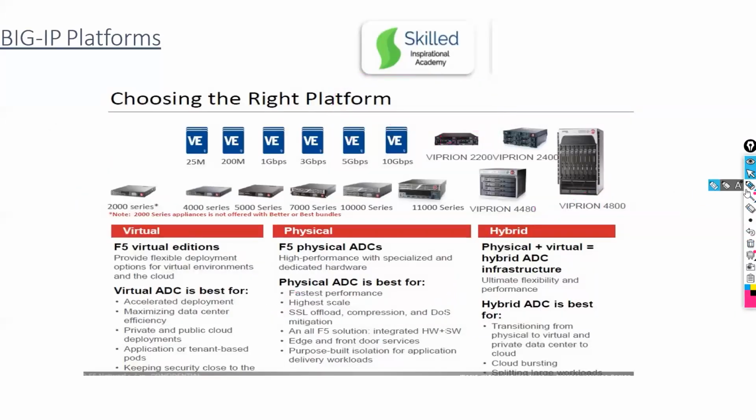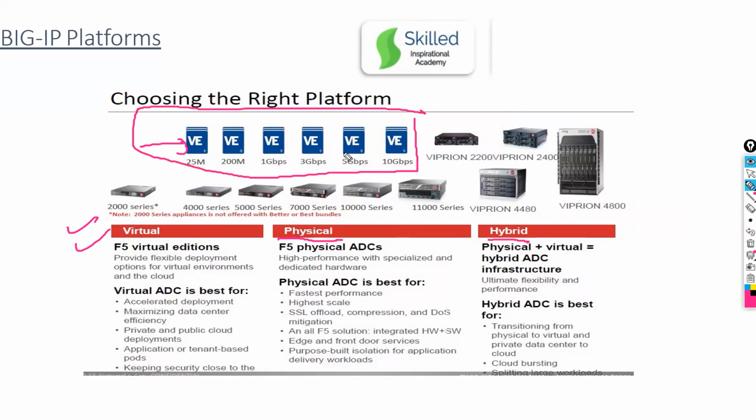And people have a concern: can you deploy F5 in cloud also? Yeah. Can you deploy hardware also? Yeah. You can deploy in virtual edition. So F5 can be deployed in virtual edition, physical hardware also, plus hybrid. This is your virtual edition throughput. This is your hardware series.